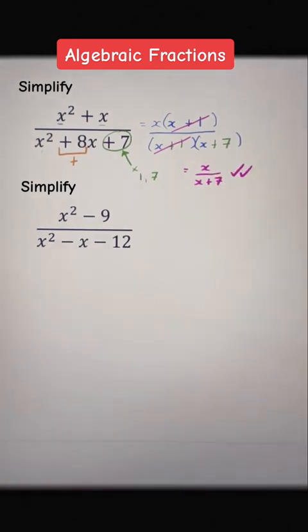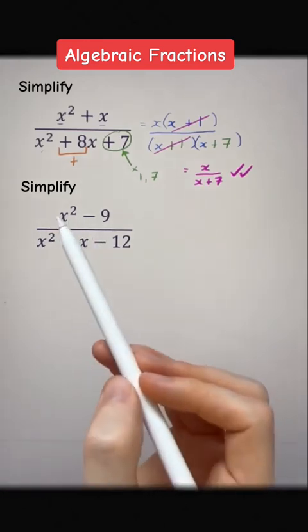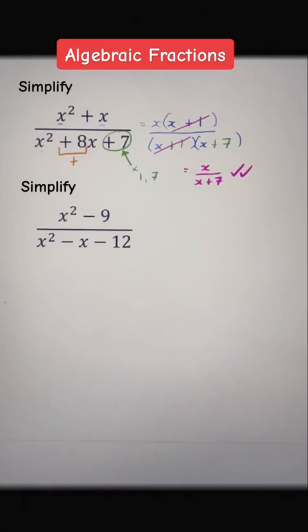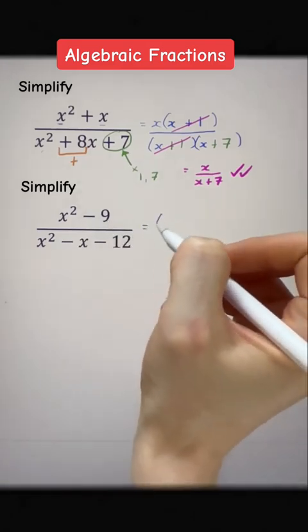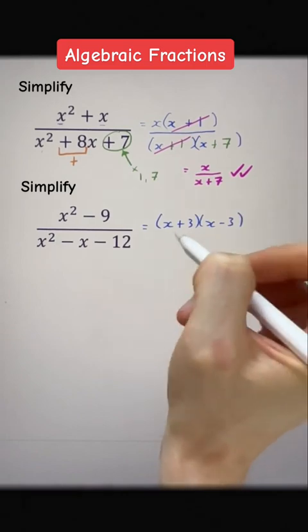For question 2, again, as we see pluses or minuses on the top or the bottom of our algebraic fraction, we start by factorising the top and the bottom separately. On the top, we should notice that this is the difference of two squares. As we've got a squared term, subtract a squared term, as 9 is 3 squared. Therefore, the top factorises into x plus 3 multiplied by x minus 3.